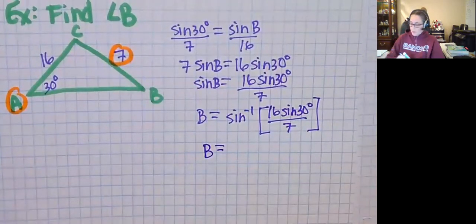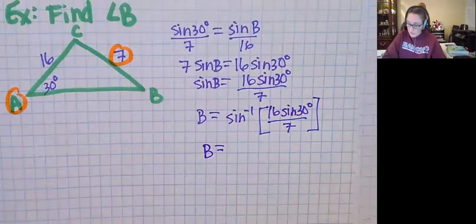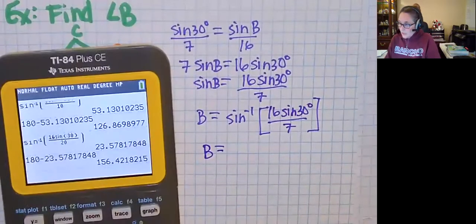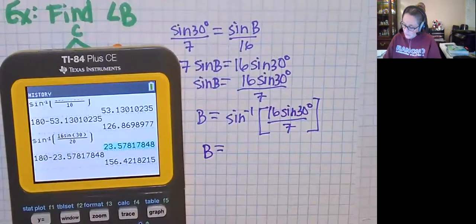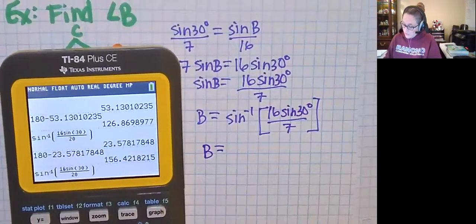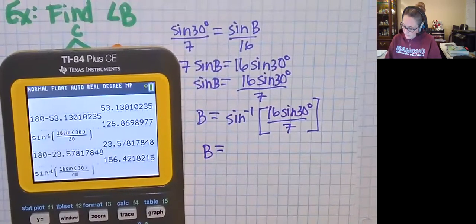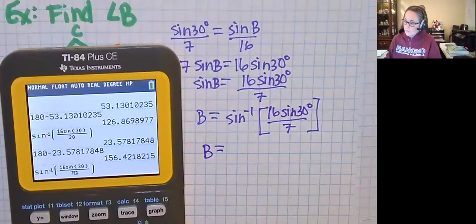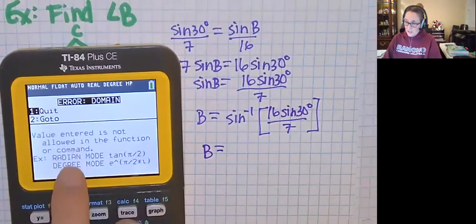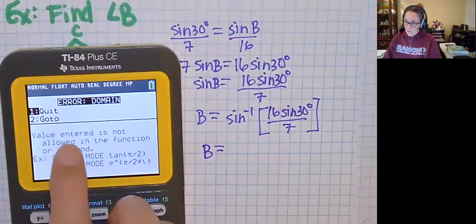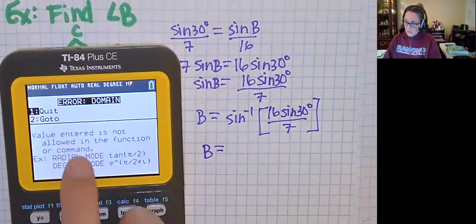So I'm going to put that in my calculator, again, always making sure your calculator's in degrees. I'm going to come and take this one right here, and I need to change that 20 this time to a 7. Okay, and I get error. It says value entered is not allowed in the function or the command.